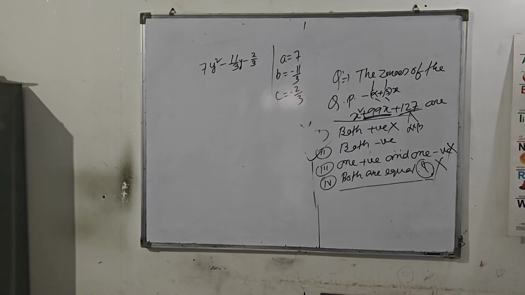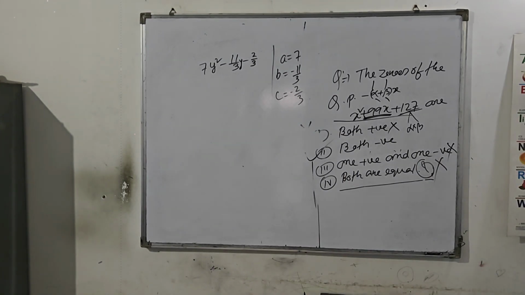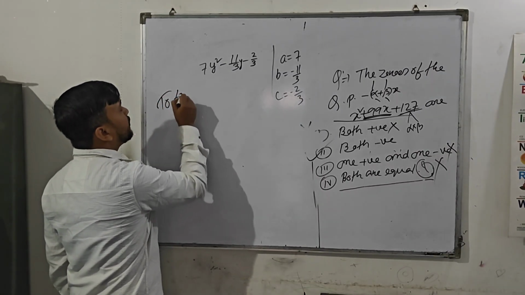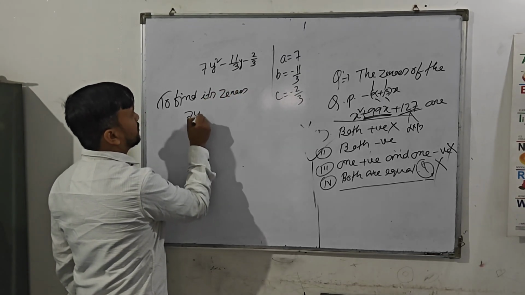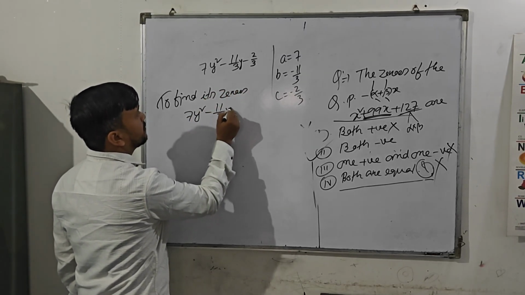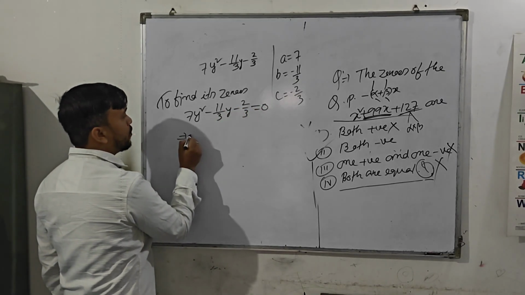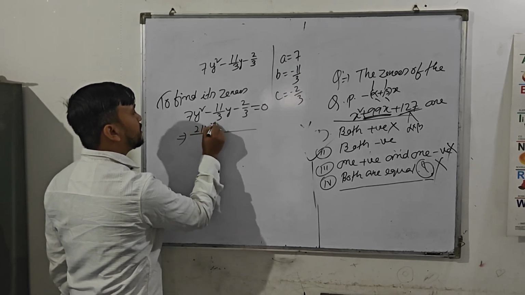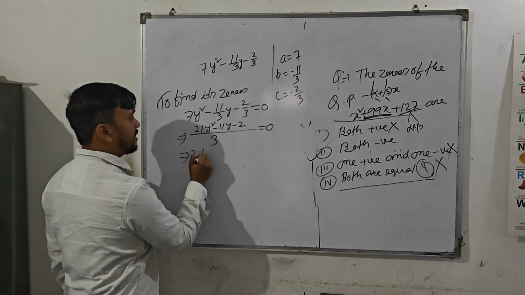Solve this polynomial and find the relationship between zeros and coefficients. Let us see, to find its zeros, take the LCM 3, 21y square y. So transpose this.